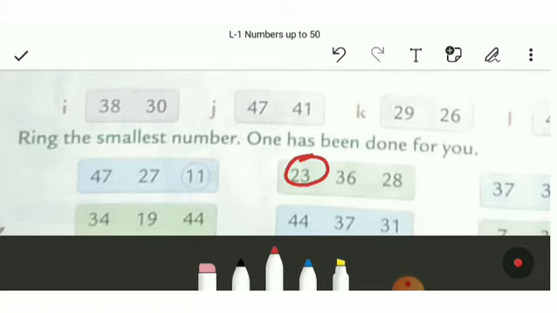On next page, on page number 23, you have to ring the bigger number. Okay, so complete both pages. Smaller number, for smaller number also, and for bigger number also. Page number 22, 23.